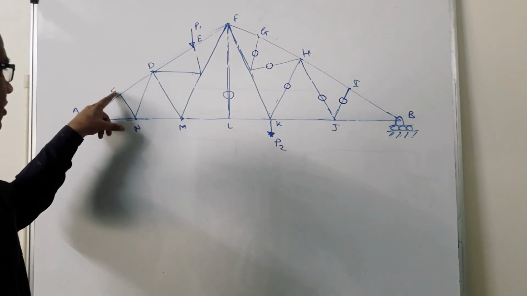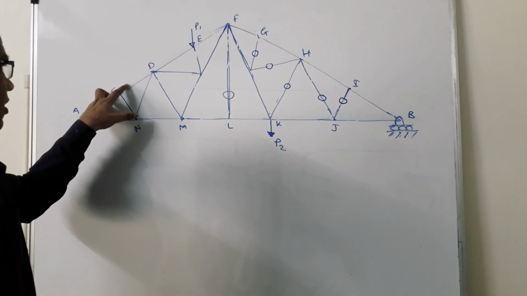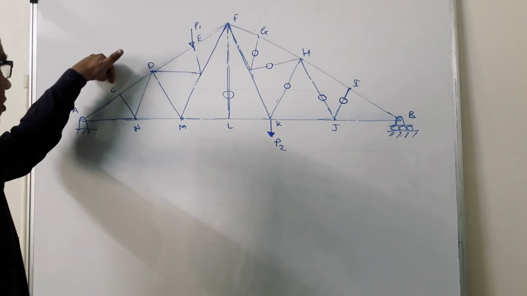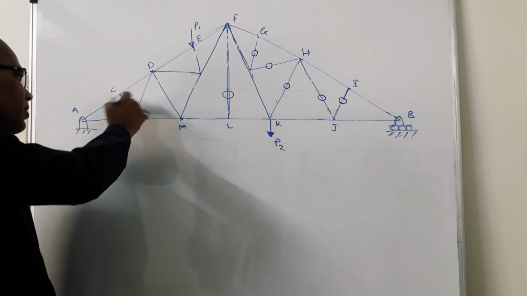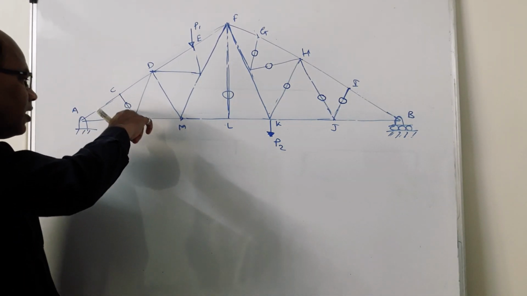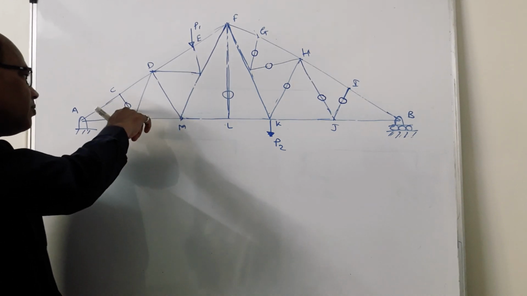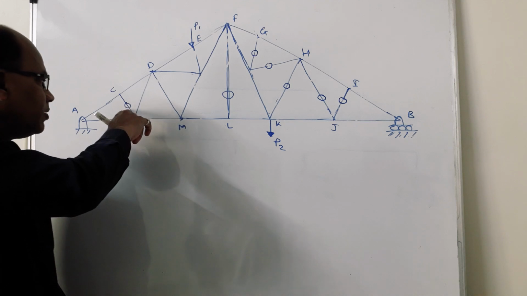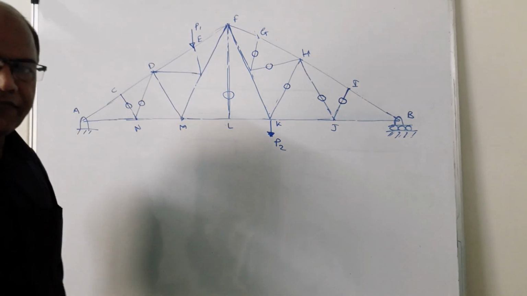If I consider this joint, then there are 3 members meeting. 2 are collinear. This one is non-collinear. There is no external force as well. So it means that it is a zero force member. As it is a zero force member, I will go with this joint. There are 4 members, but out of these 4 members, 1 is already a zero force member, and it means that this should also be a zero force member.